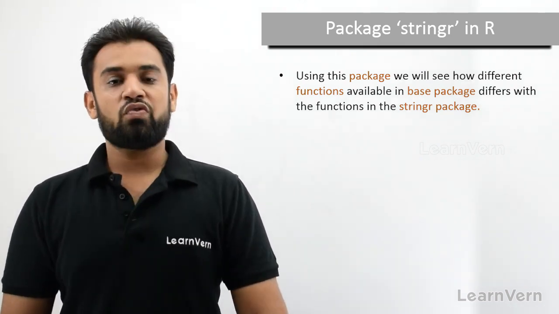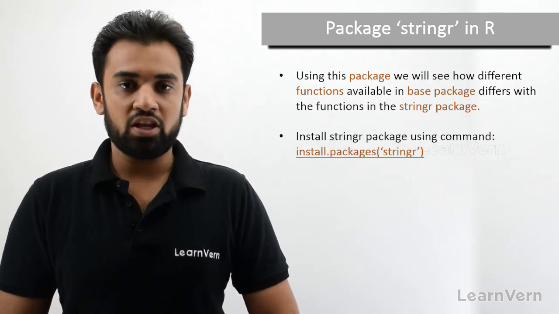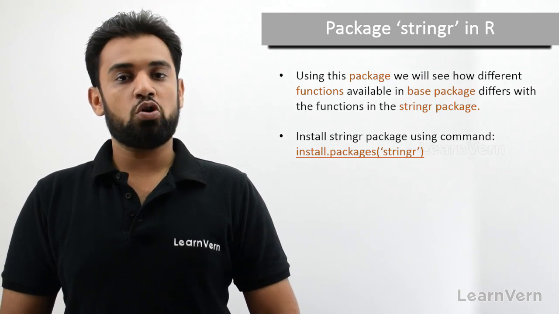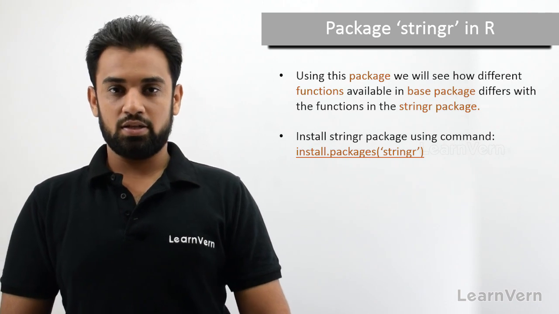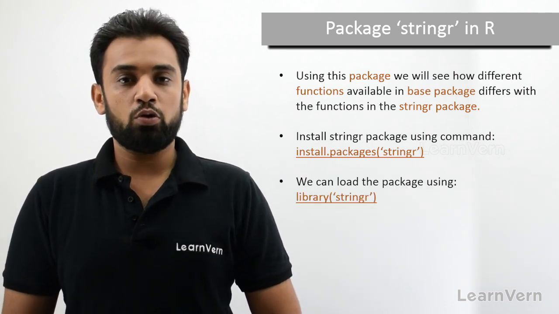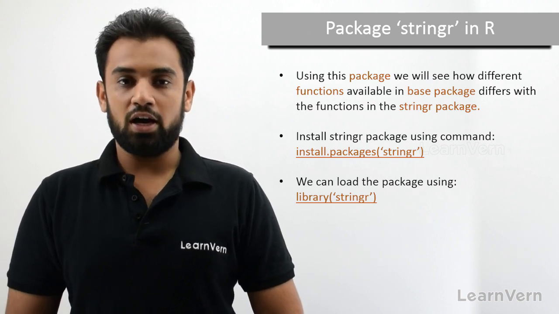So first check whether the stringr package is available or not in your R system. If not, install it by install.packages and mentioning the name stringr in the parentheses. You will be able to download the package and then load the package by the function library(stringr).